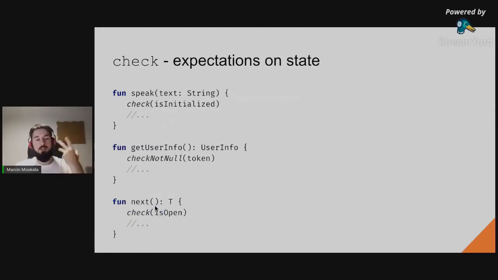Check is checking our state, so it throws an illegal state exception. A typical case is when we need to check if something is initialized. When we want to get info, we check if a token is set. When we ask for a next element, we check if some collection is open. So again, strong expectations. We throw exceptions if something is not fulfilled. This is offensive programming. We'll talk about it more in a moment.